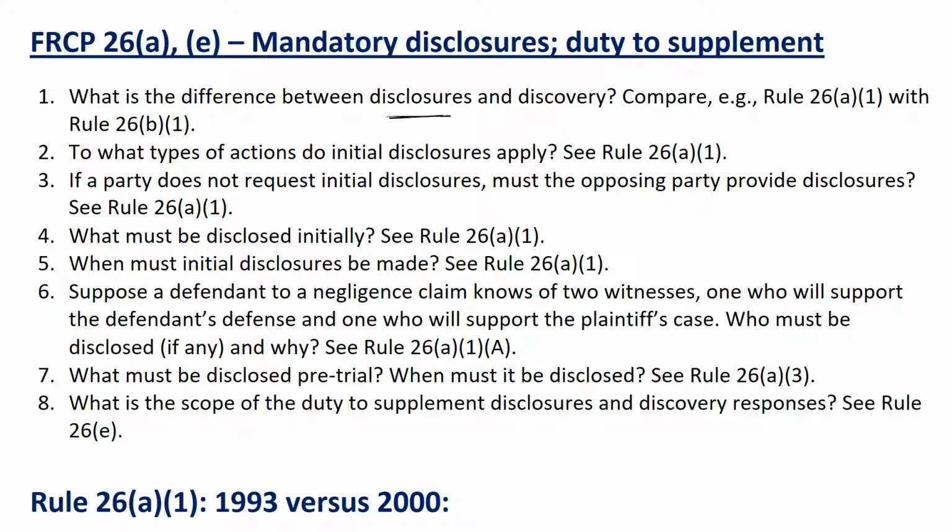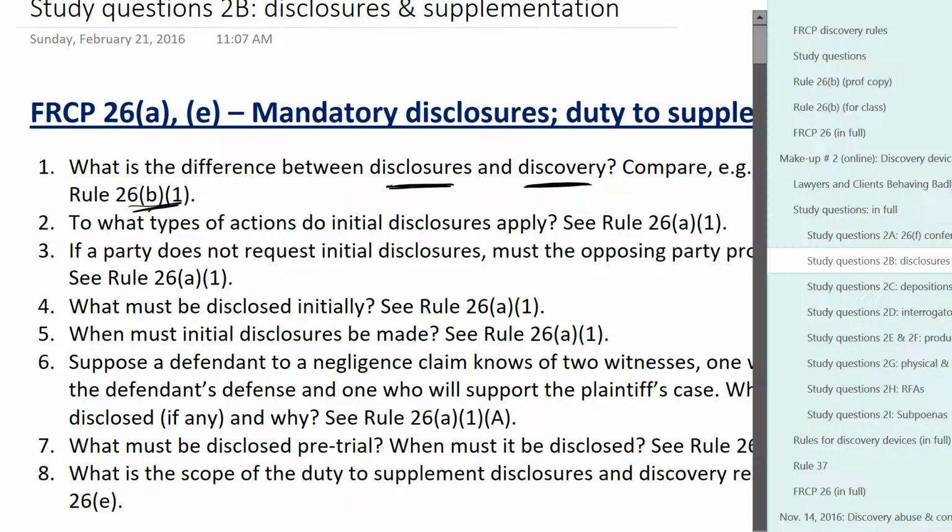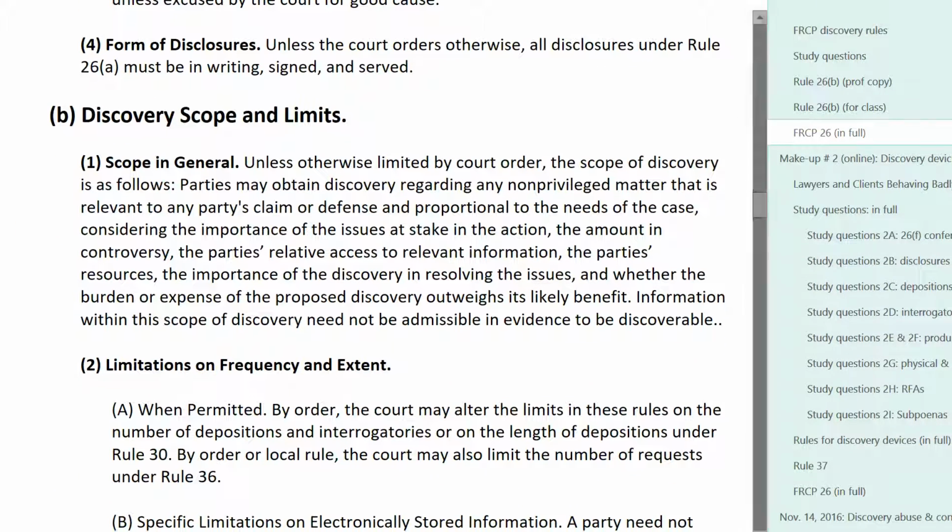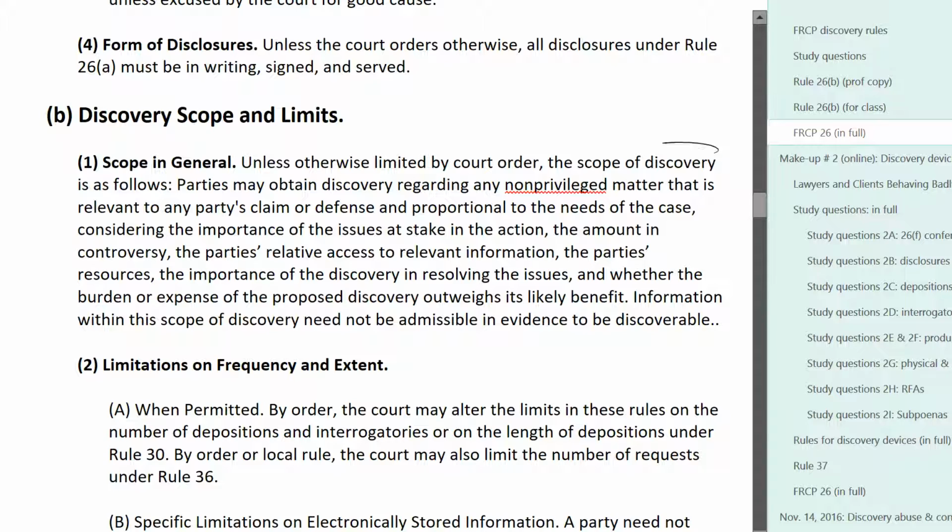Okay, first question. What's the difference between disclosures and discovery? Compare Rule 26A1 with 26B1. Well, we'll recall that Rule 26B deals with the scope of not disclosures but of discovery, and we talked about that in another video. Discovery of any non-privileged matter that's relevant to any party's claim or defense and is proportional, so on and so forth. Go back and watch the other video for information on that.